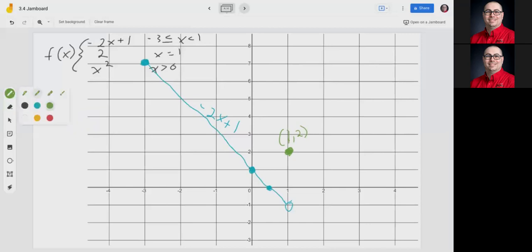All right. And let's dive into the last piece, which is x squared. So for x squared, it's defined as that for when x is greater than, it should be x is greater than 1 here. Sorry about that. Miscopied it. So we can do some different points. Let's do 2. So if we take 2 and we square it, we'll get 4. So that means we have the point 2, 4.